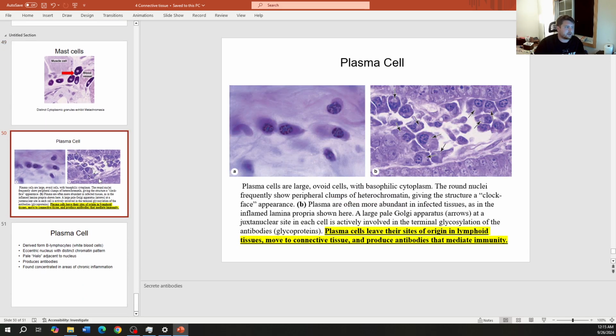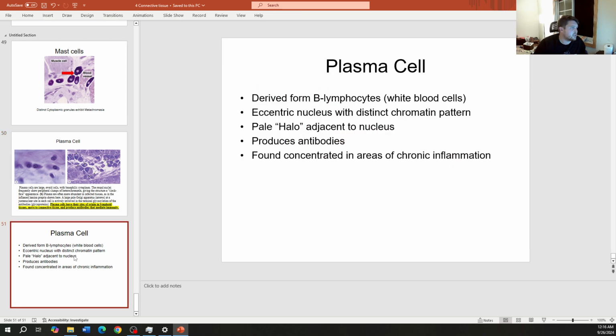Finally, plasma cells. Plasma cells are large ovoid cells with basophilic cytoplasm. Things that we want to remember: the plasma cells originate in the lymphoid tissue. Then they move to connective tissue and produce antibodies that mediate immunity. So these are our B lymphocytes, our white blood cells.